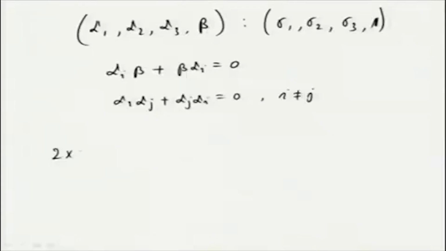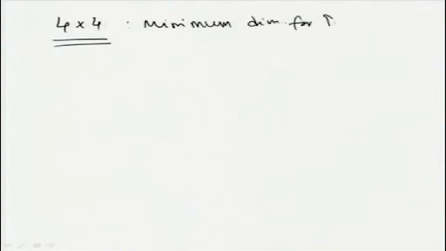So, 2 by 2 is not enough. So, the next thing to consider is the 4 by 4. 3 by 3 is an odd dimension, so we will not be able to look at that. Now, looking at the 4 by 4 matrices, that is the minimum dimension for Dirac matrices.